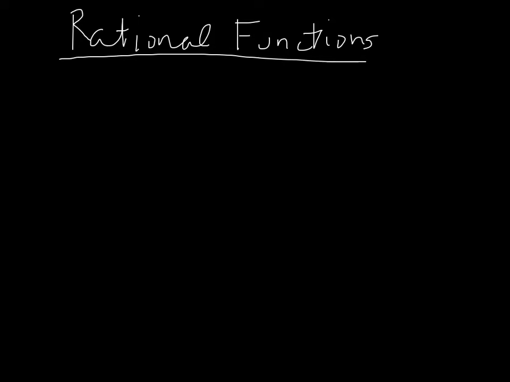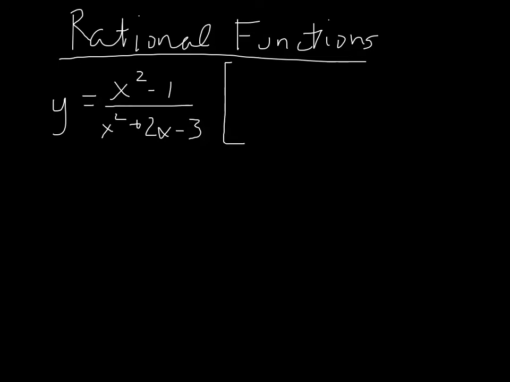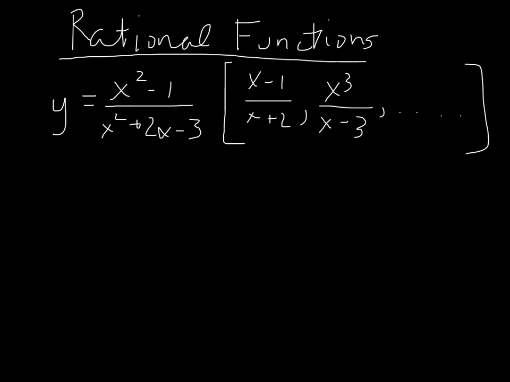What's a rational function? Well, a rational function is basically taking what we've learned so far this year, a polynomial, so let's say x squared minus 1 over another polynomial, x squared plus 2x minus 3. Now again, this could be any polynomial over a polynomial. Just to give you a few more examples, I could have done x minus 1 over x plus 2. I could have done x cubed over x minus 3, and so on. But basically taking anything we learned from chapter 7 and applying it.